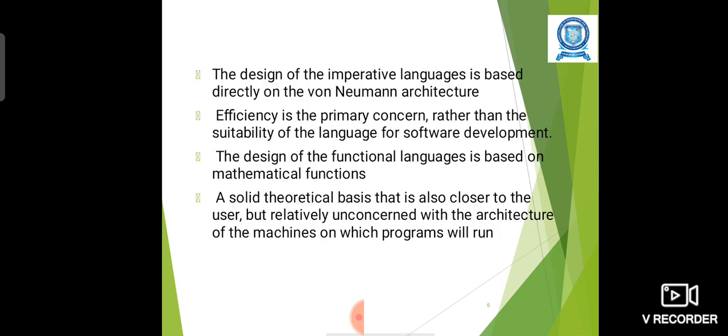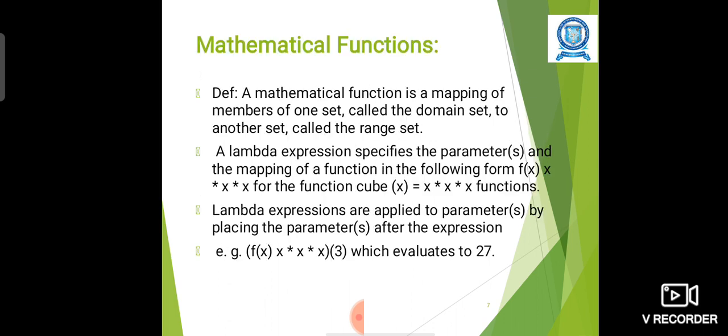The design of imperative languages is based directly on the von Neumann architecture. The design of the functional languages is based on mathematical functions, a solid theoretical basis that is also closer to the user but relatively unconcerned with the architecture of the machines on which programs will run.